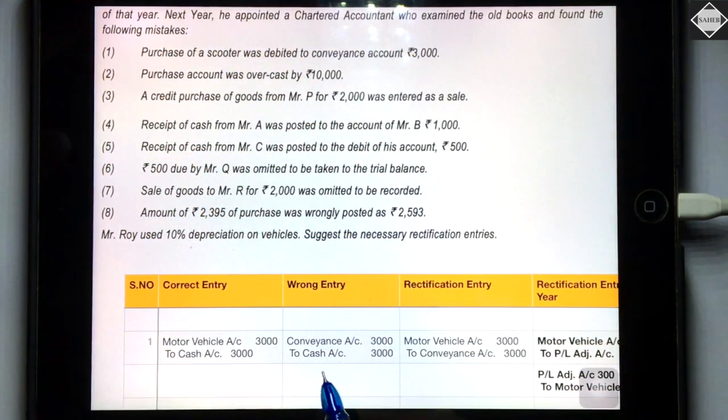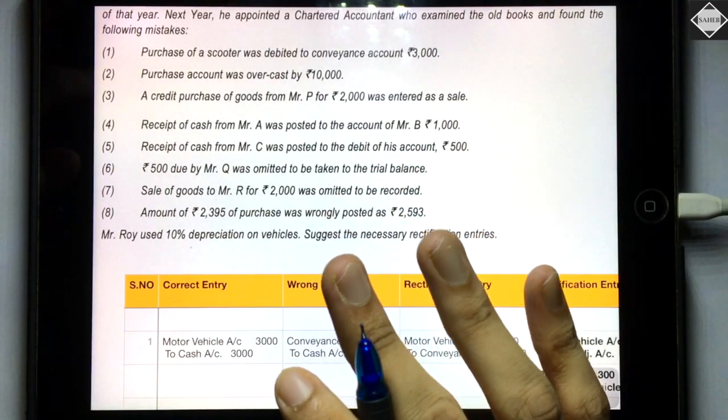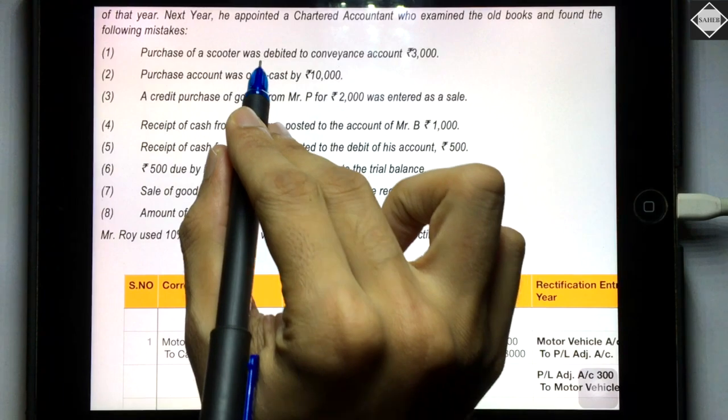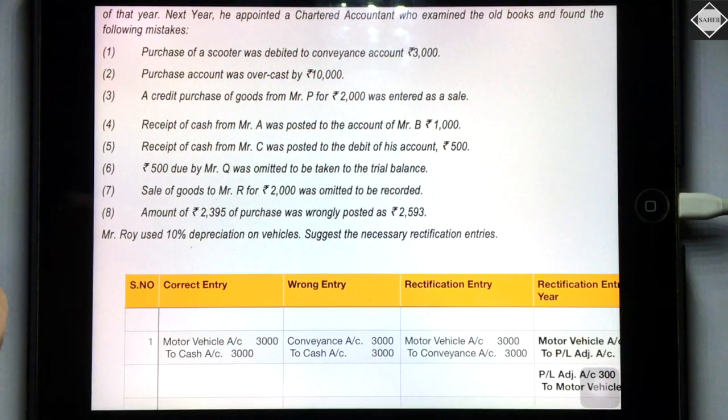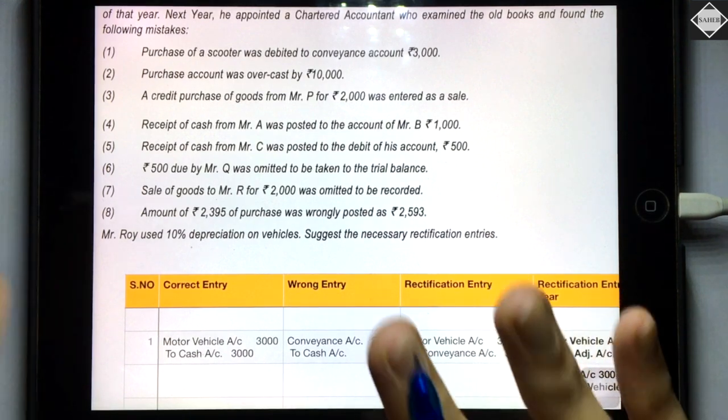What has gone right? The cash account has gone right. So you will not touch the cash account, leave it. There is no mistake in the cash account. Whenever you have these terms, debited, posted, credited, you have to understand these three things properly, and make sure you follow this approach.